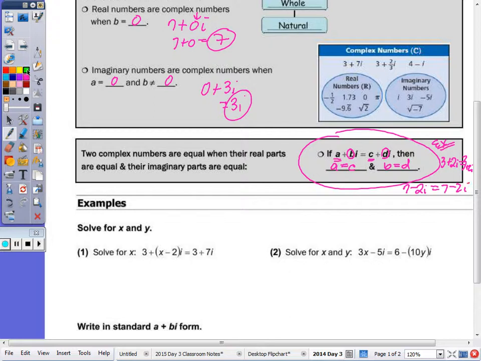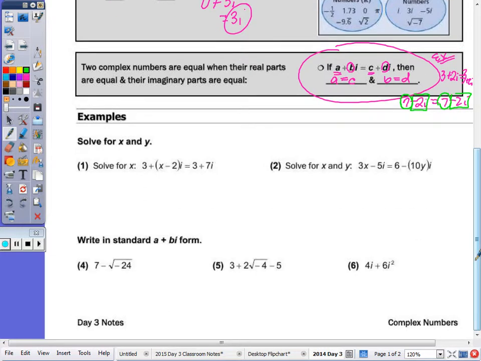So if you have a highlighter, you can use a highlighter, but I have colored pens up here. The real part has to match, so I tend to circle the real part. And then if you don't have a highlighter or a colored pen or pencil, you can use boxes. And then the imaginary part has to match. Does that make sense?